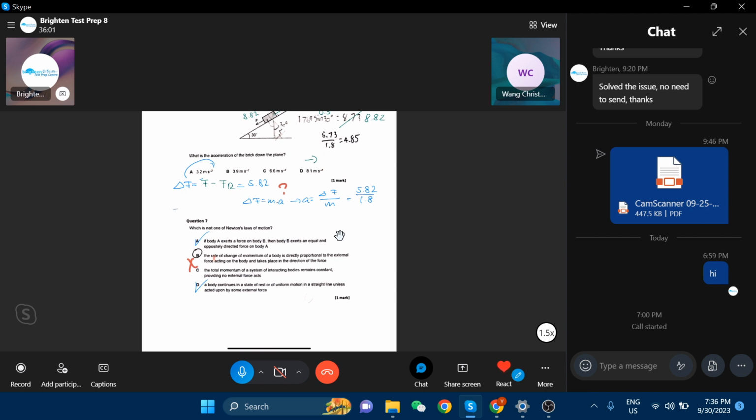When you look at B, does that make sense? The rate of change of momentum is directly proportional to the external force acting on the body and takes place. Sounds very logical, right? So let's put that into brackets. That seems to be very logical. What about the next one? Anything which bothers you when you read it?